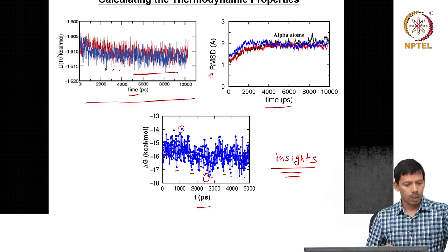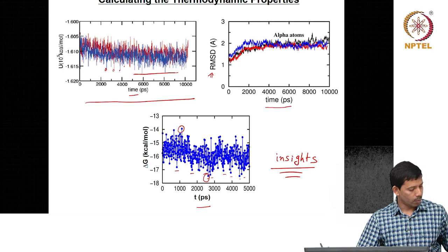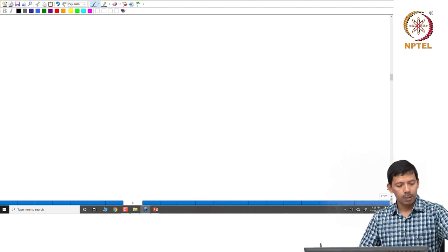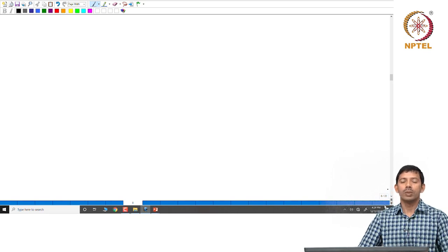So I think that is it from the statistical thermodynamics part of this course. I just want to summarize. If I summarize, I would say that we started with the definition of statistical thermodynamics. We said that thermodynamics and statistical thermodynamics can be applied to the same system, where classical thermodynamics gives relations between various thermodynamic quantities. Statistical thermodynamics tells us the magnitude of these thermodynamic quantities in terms of the very constituents of the system.